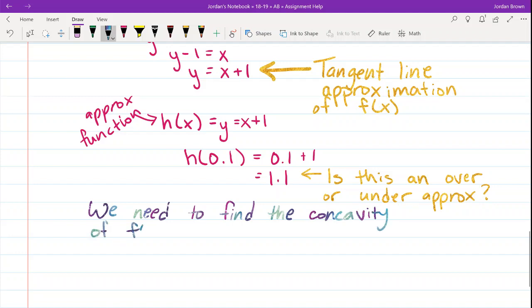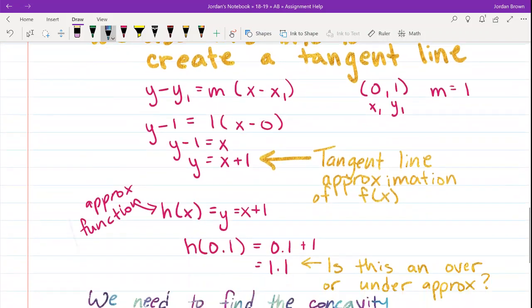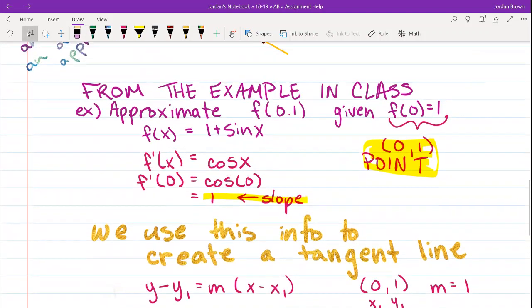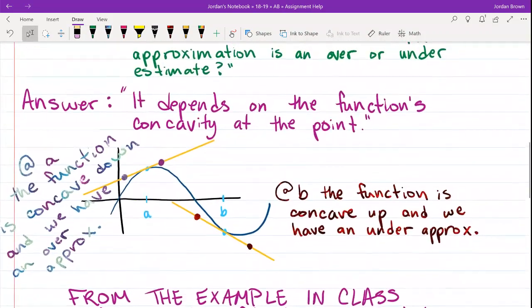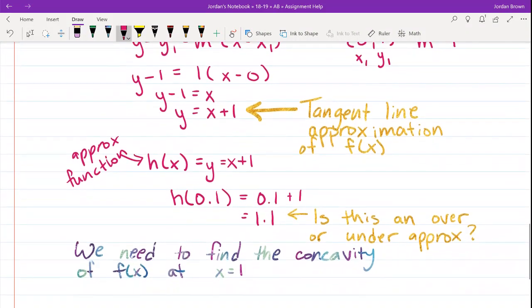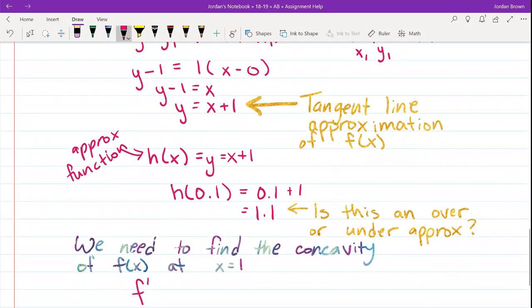Of f of x at x equals 1, because that's where we did our tangent line approximation. And it will tell us if the tangent line we made is going to be over or underneath the original graph. So what we're going to do is take our f prime of x, which is cosine x, so we're going to rewrite that down here.